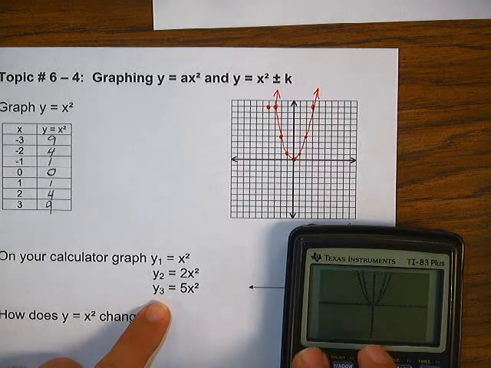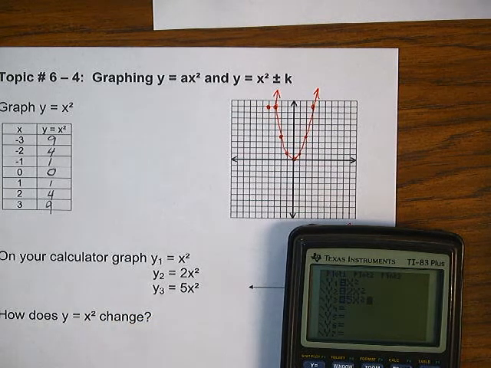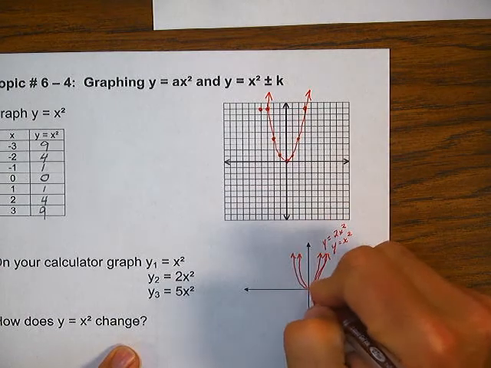Then in y sub 3, it says put 5x squared. So the number got even bigger. What's going to happen to the graph? Once again, it's getting narrow. So y equals 5x squared.